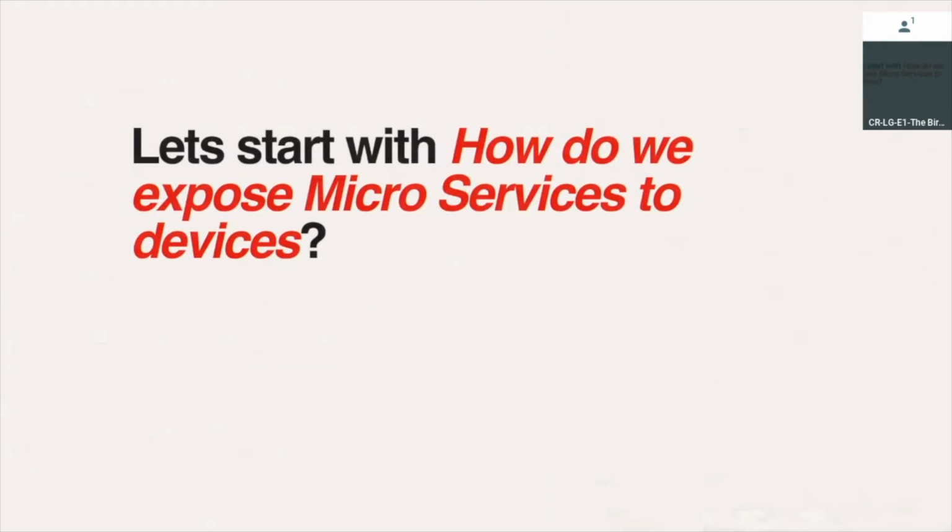And the question that we are looking at to answer is, how do we expose our microservices to our devices? And how do we design an API that works well for all those different types of devices? Because as you know, Netflix plays on many different types of devices, on your phone, on your TV, on your Xbox. And all these devices are different. How do you design an API that works well for all those different types of devices?